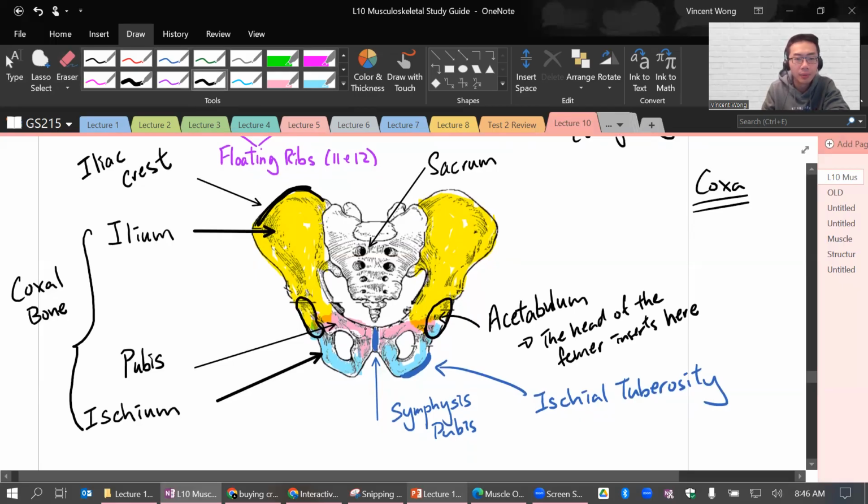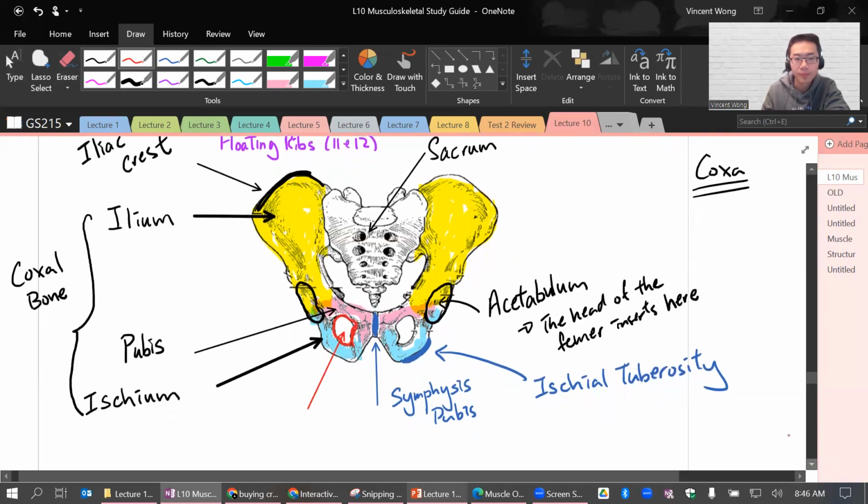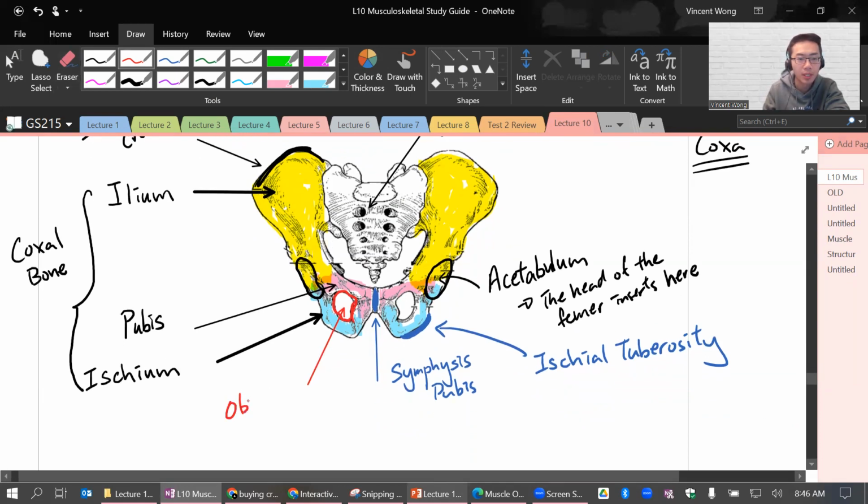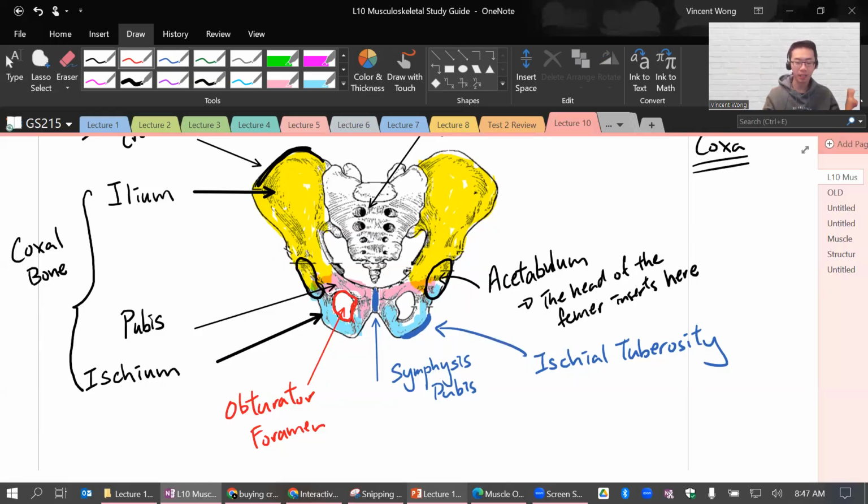Okay, what is this thing right here? This is another opening. Do you guys remember what that is? That was the one Min was asking about earlier, right? That's the obturator foramen. And again, it's just like a nice opening for important things to go through. Blood vessels, nerves. You don't want to be sitting on them. You don't want to be compressing them when you cross your legs, right? So it's nice to have a place for them to fit through.